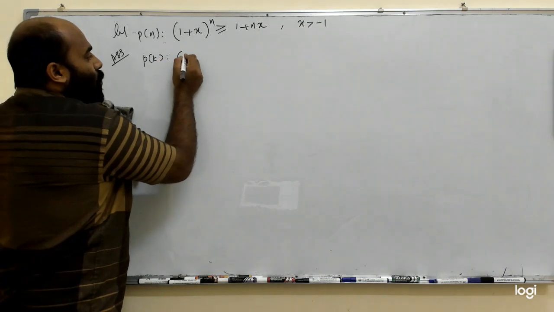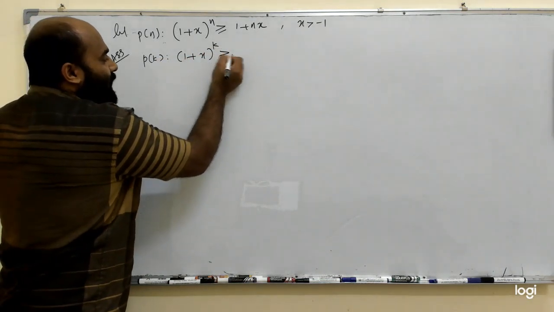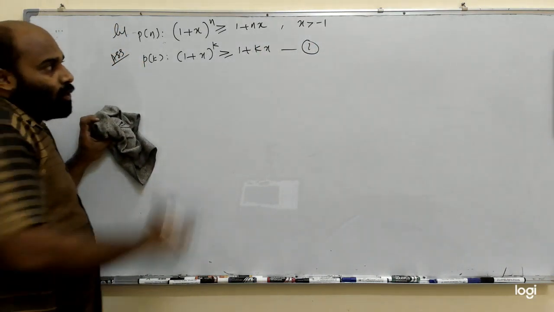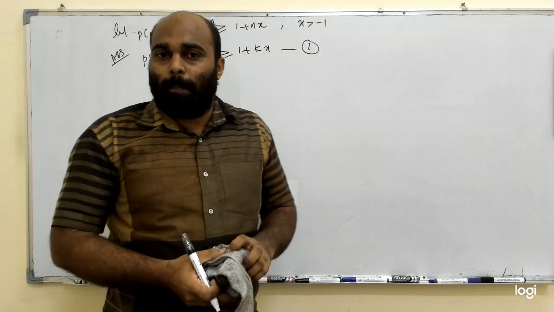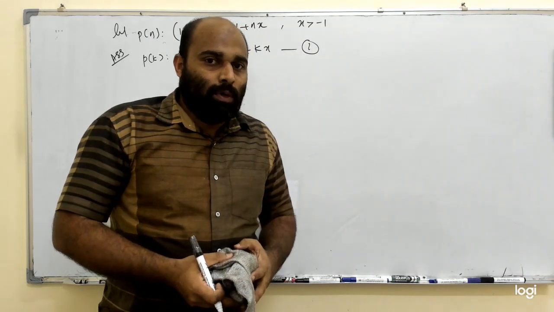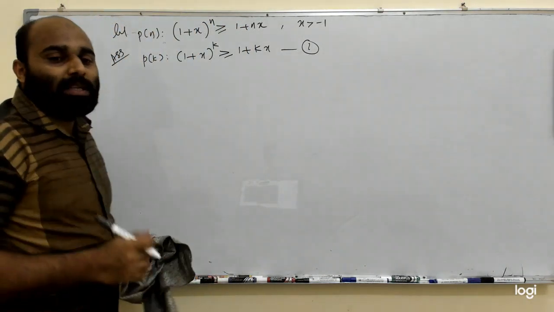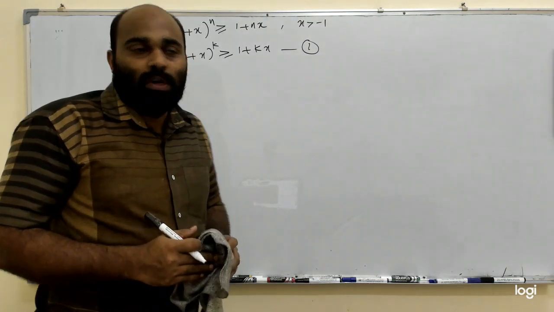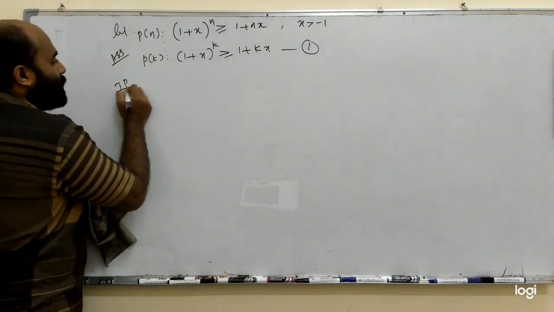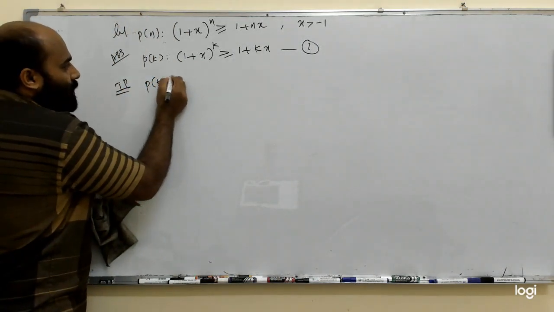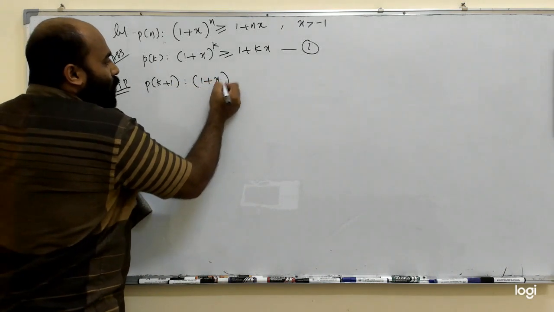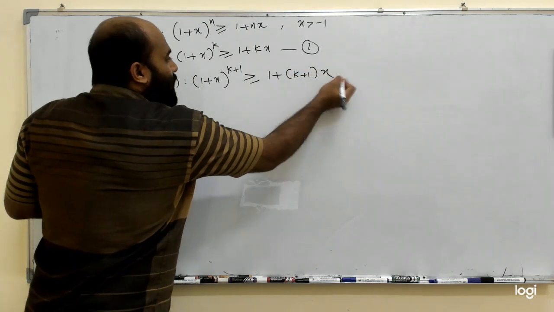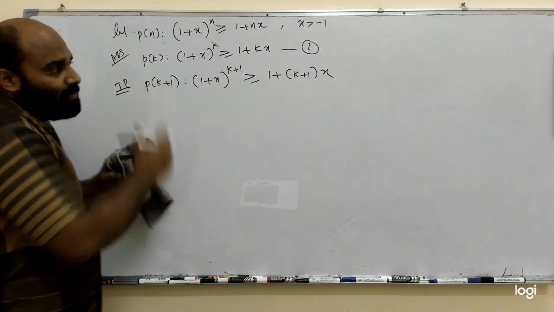This is (1 plus x) all raised to k greater than or equal to 1 plus kx, equation number 1. Wherever n is there, I replace it by k. We discussed it many times. So we have to prove that P of k plus 1 is also true. To prove P of k plus 1: (1 plus x) whole raised to k plus 1 greater than or equal to 1 plus (k plus 1) into x. So this we want to prove.